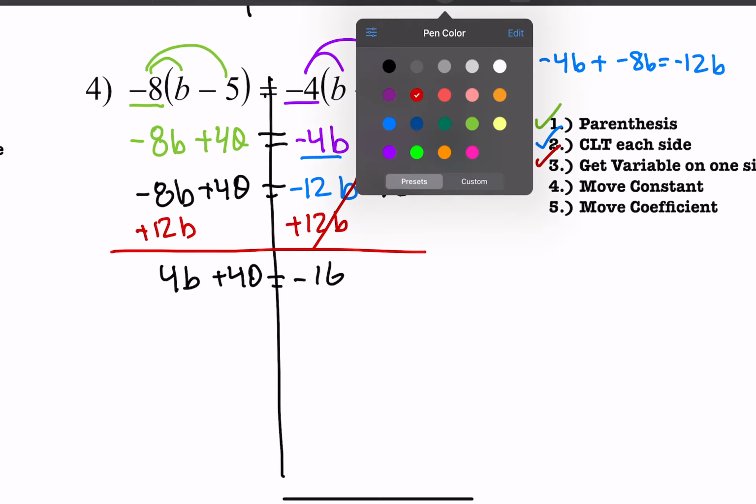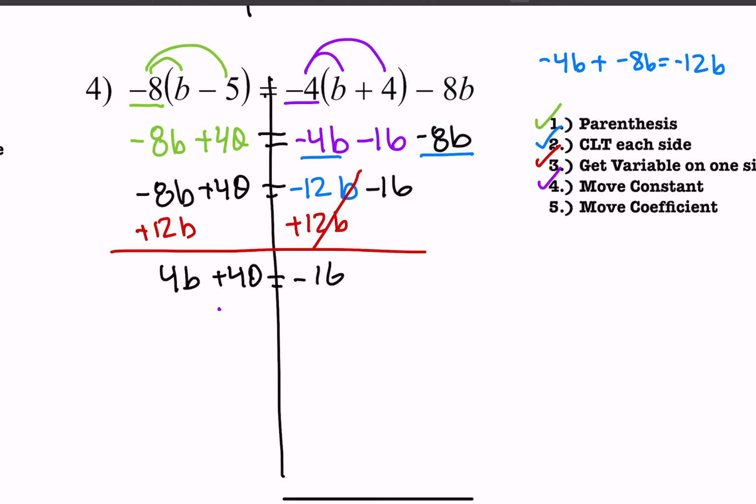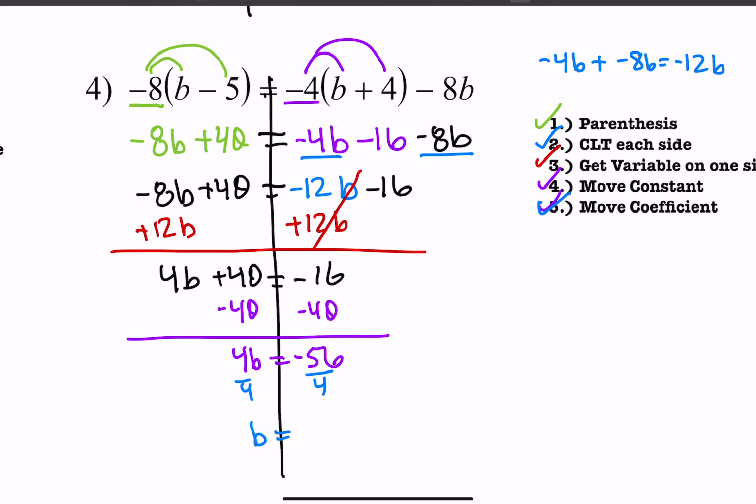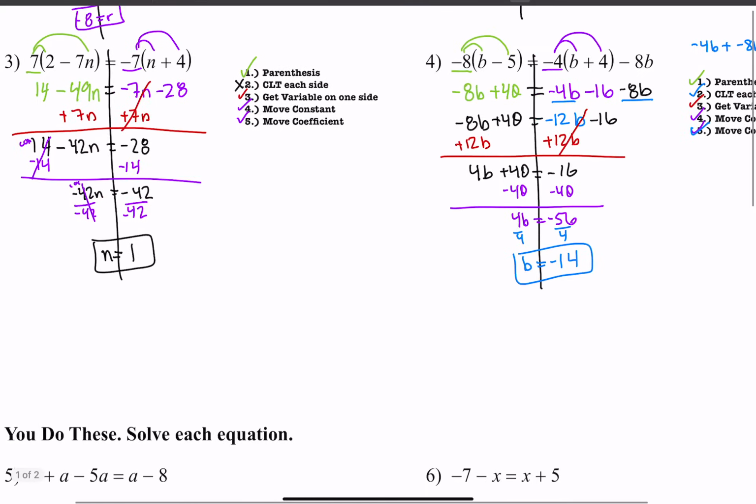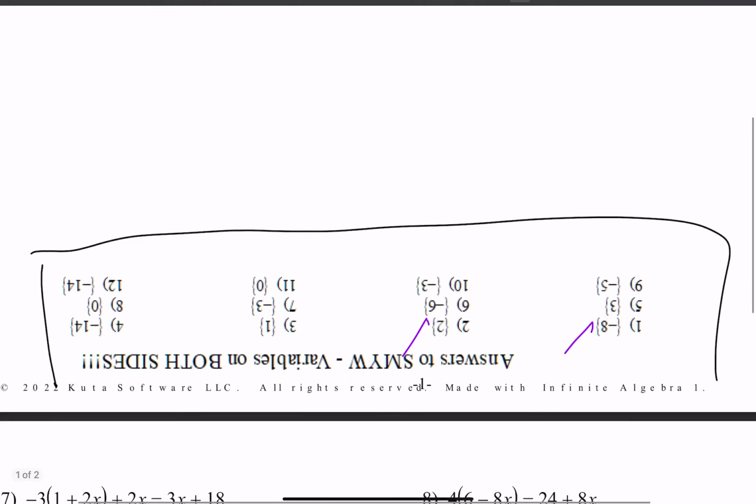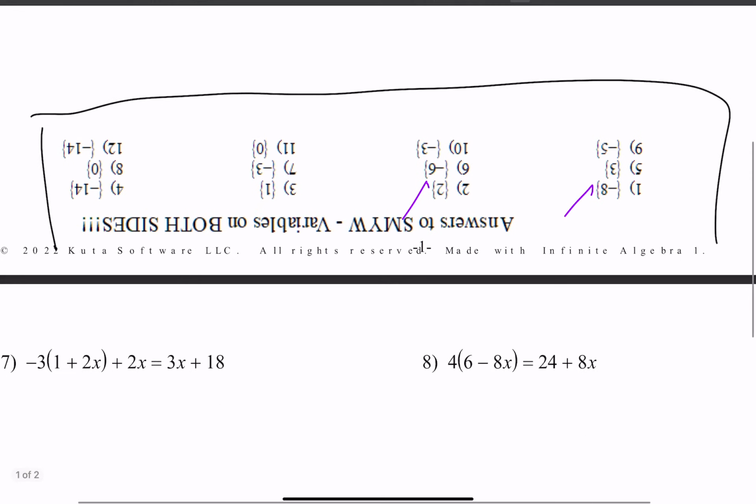All right, then I'm going to move my constant, so I'm going to subtract that 40. That's my constant with the variable, which gives me 4b equals negative 56. I'm going to move the coefficient, so I'm going to divide by 4 on both sides, which gives me b equals negative 14. All right, let's check. So 3 we had 1, 4 we had a negative 14.